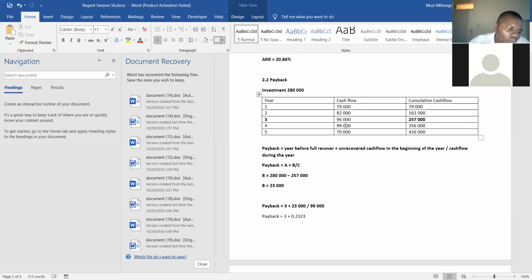Let's say maybe you are given net profits instead of cash flows. What you need to do is add depreciation. The unfortunate part is I don't have a perfect example.